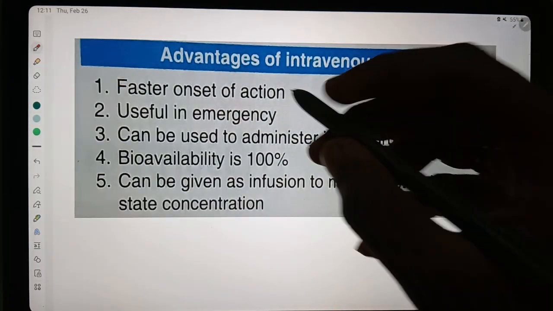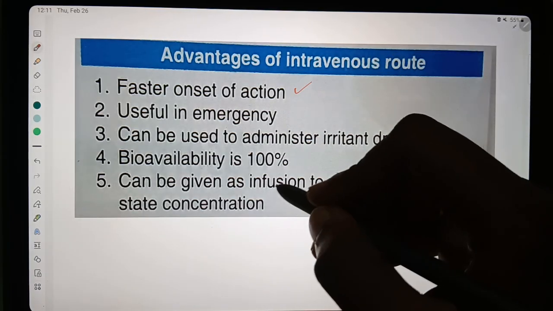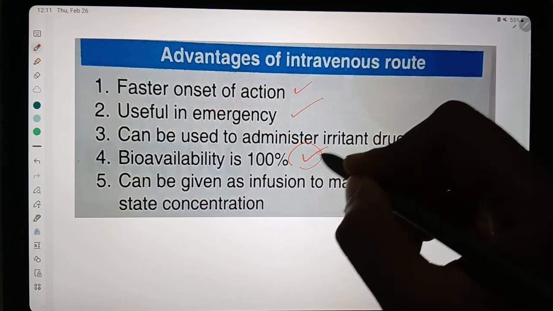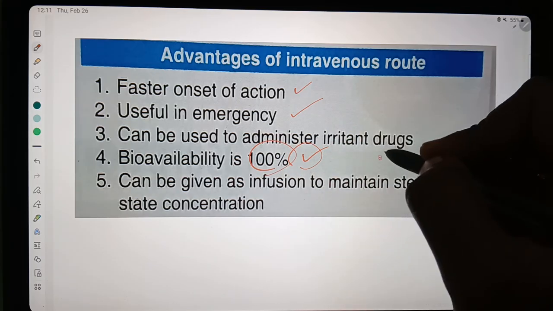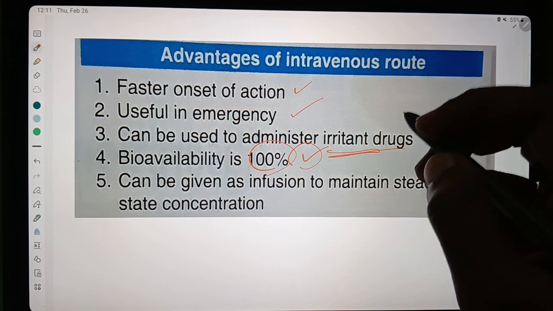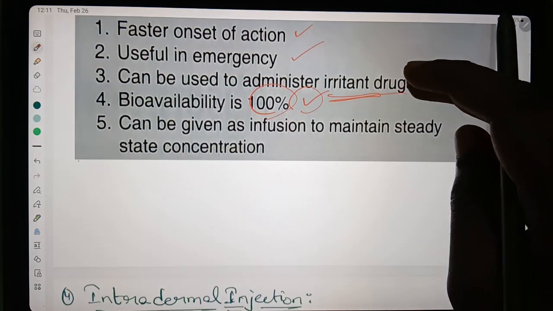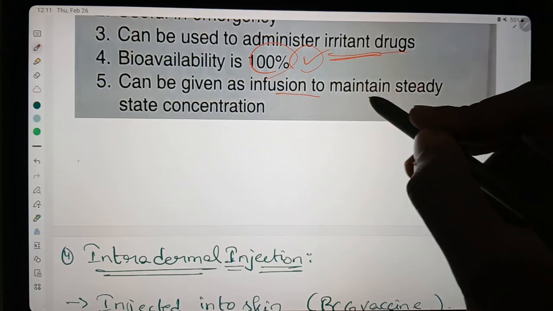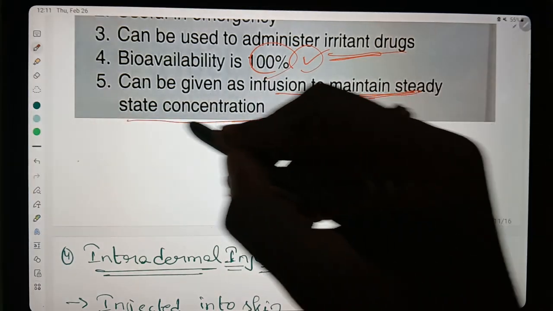Advantages of the intravenous route: faster onset of action, useful in emergencies, and bioavailability is 100%. Irritant drugs can be administered. Infusion can be given to maintain a steady state concentration.